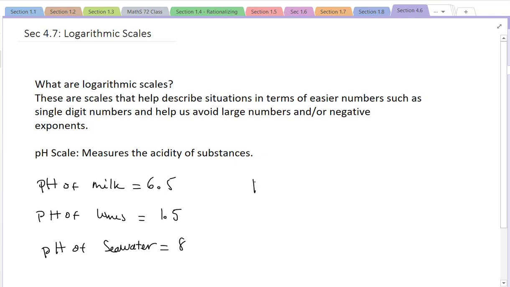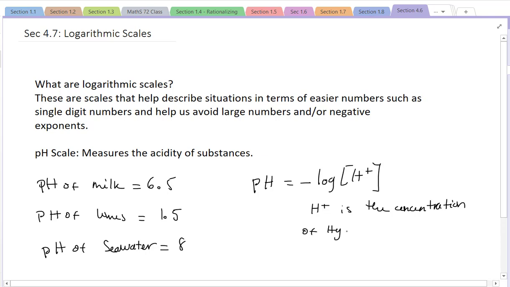So what is the pH scale? The pH is equal to the negative log base 10 of H plus, where H plus is the concentration of hydrogen ions in a substance. And hydrogen ions are very small, right? And that's where the negative exponents come in.